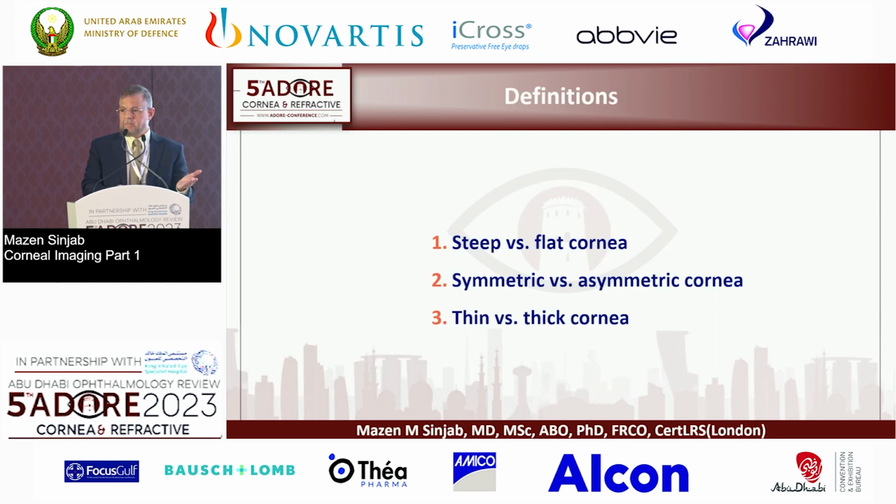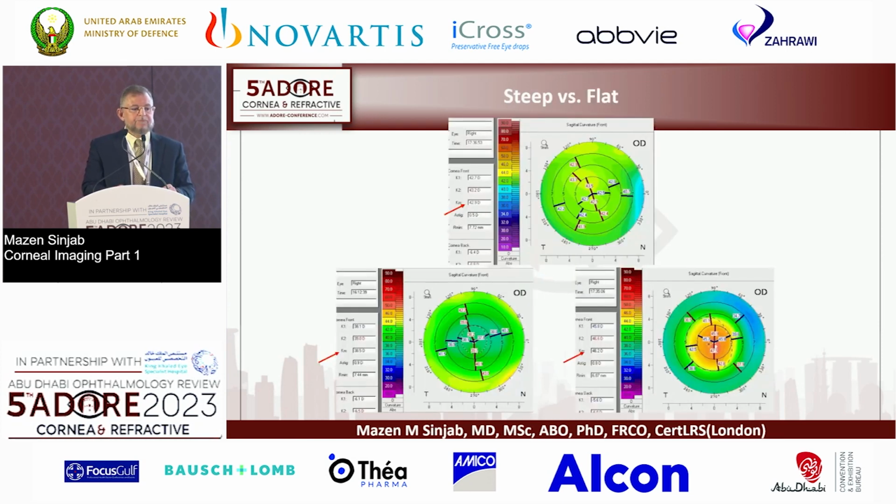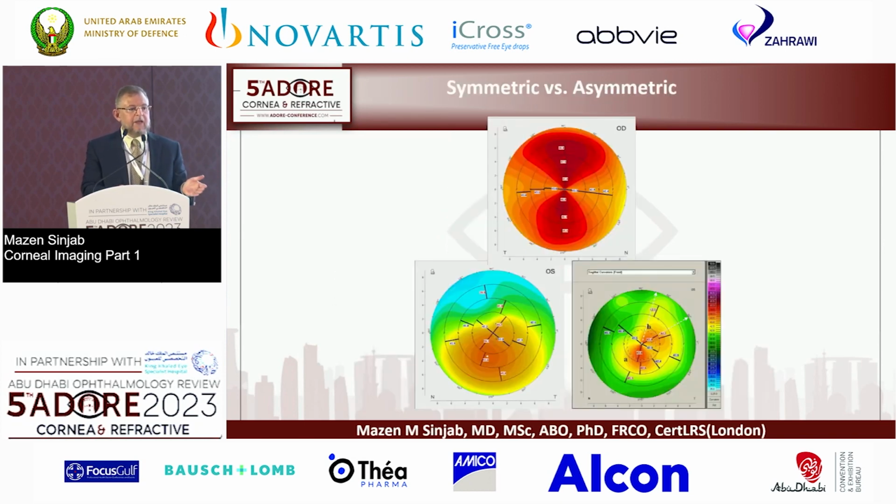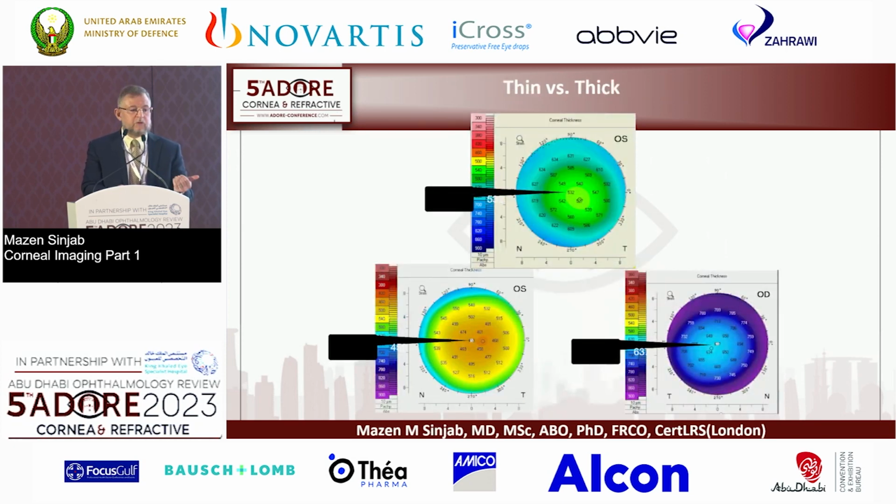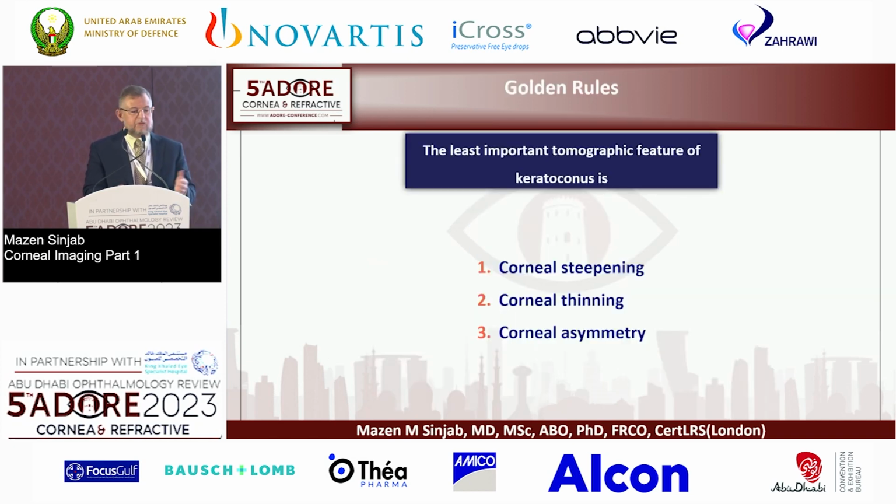When we say steep or flat cornea, when we say symmetric or asymmetric cornea, is it just based on colors? No. Actually, the K mean of the average population is 43 diopters for the anterior surface, above which it is steep, below which it is flat. And symmetric or asymmetric is based on the inferior-superior asymmetry, as we mentioned. Now, thin and thick depends on your population. If the average thickness of the population is 520, then if it is more, it is thick. If it is less, then it is thin.